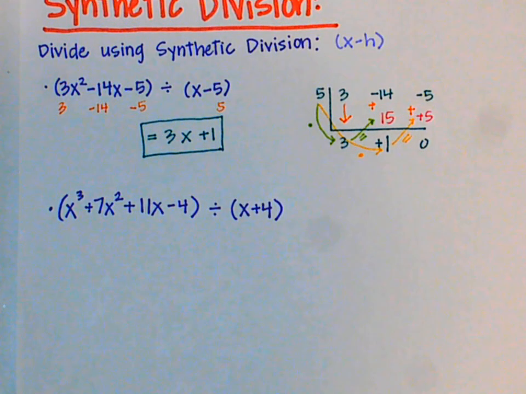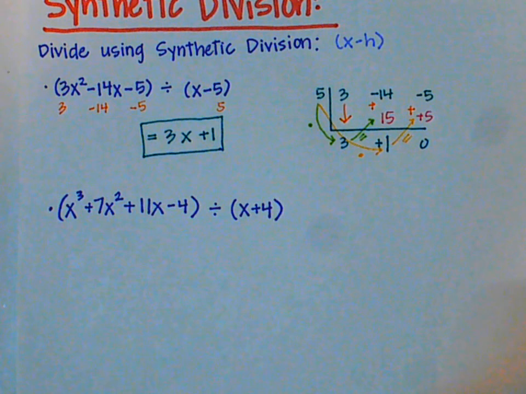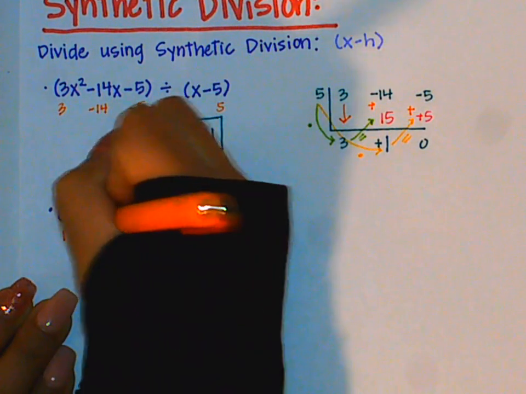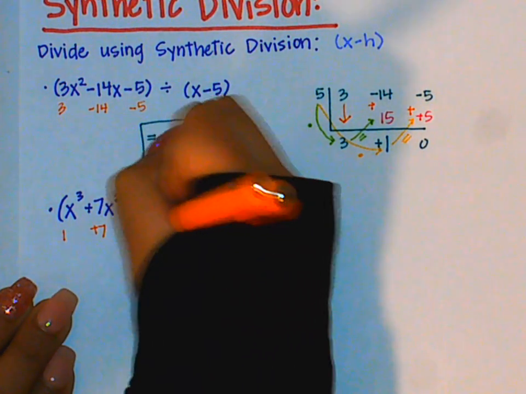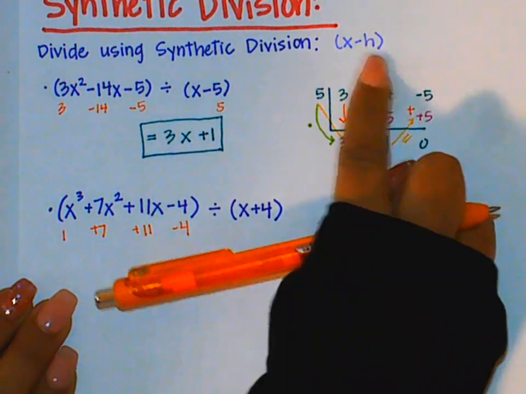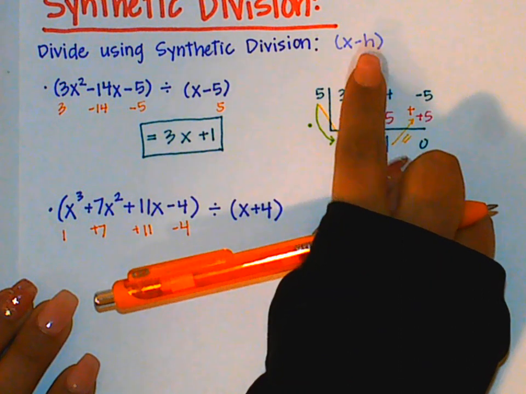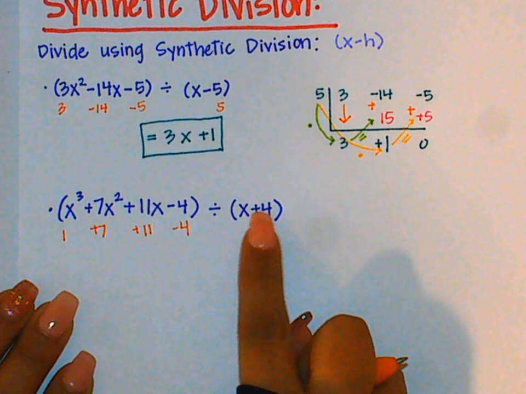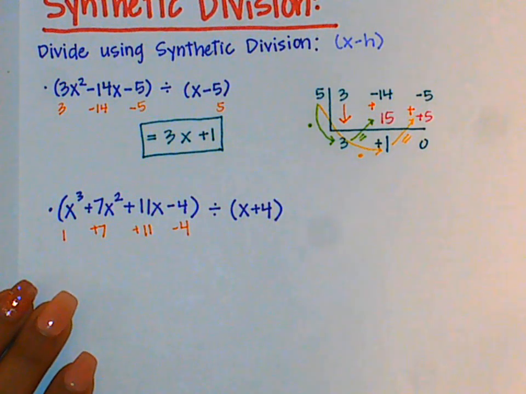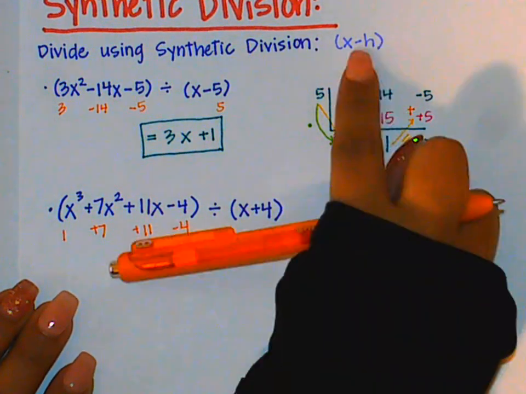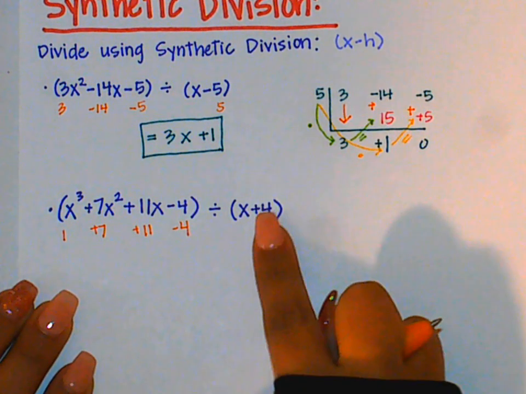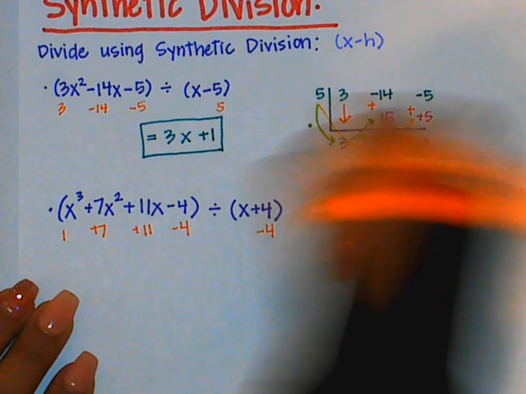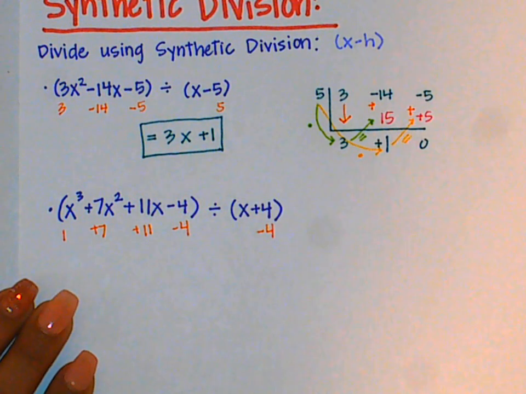Okay, so in this example, I'm going to start off the same way. I'm going to pull out all of my coefficients. Here I have a 1, positive 7, positive 11, negative 4, and I need to find what that h value is. So here it says x minus h, but here I have x plus 4. If you remember back in transformations, we talked about taking the opposite. It's the same case here. This is a negative, this is a positive, so we would have our h be -4.